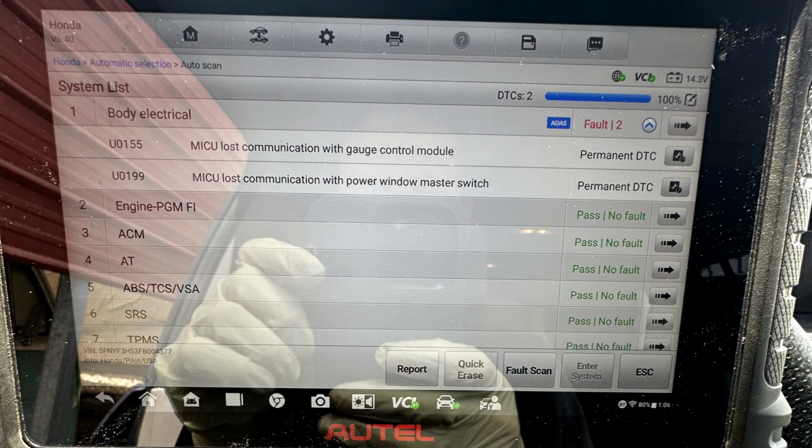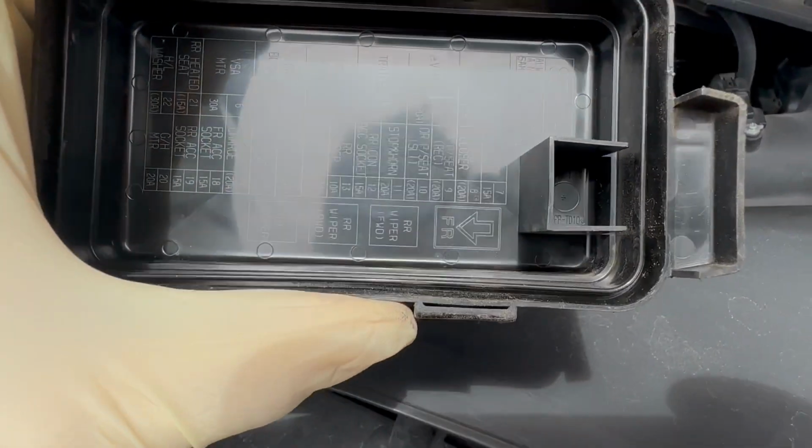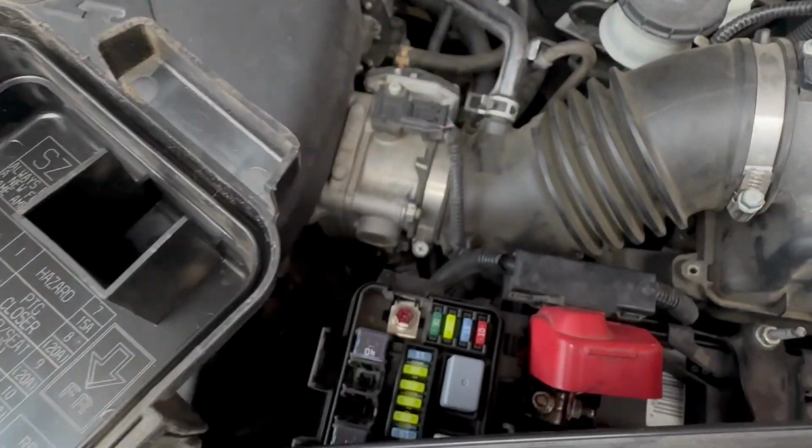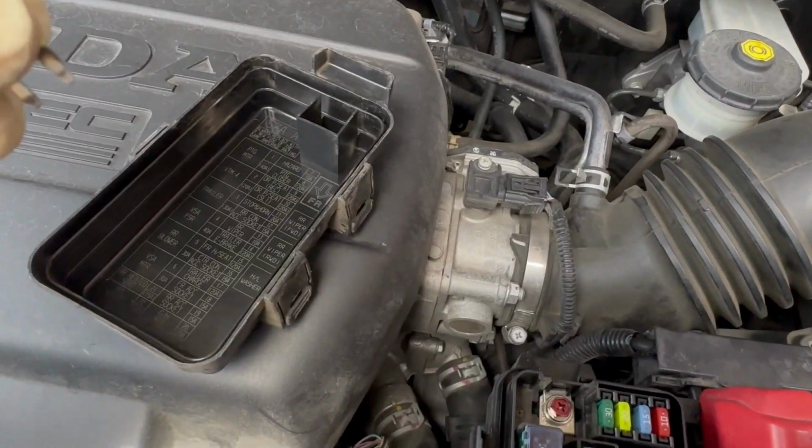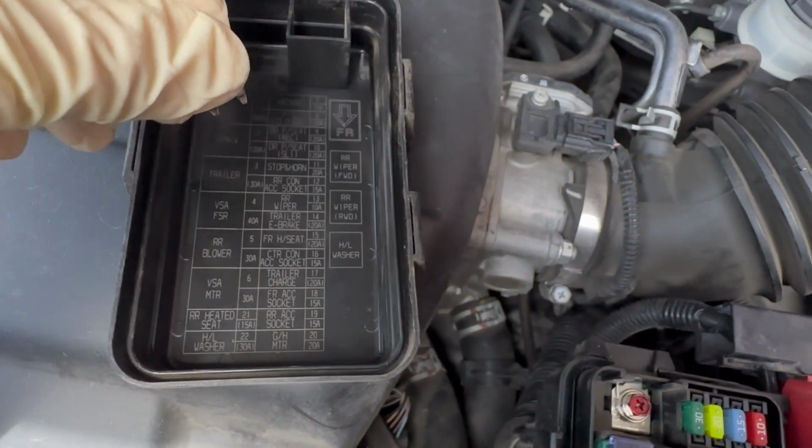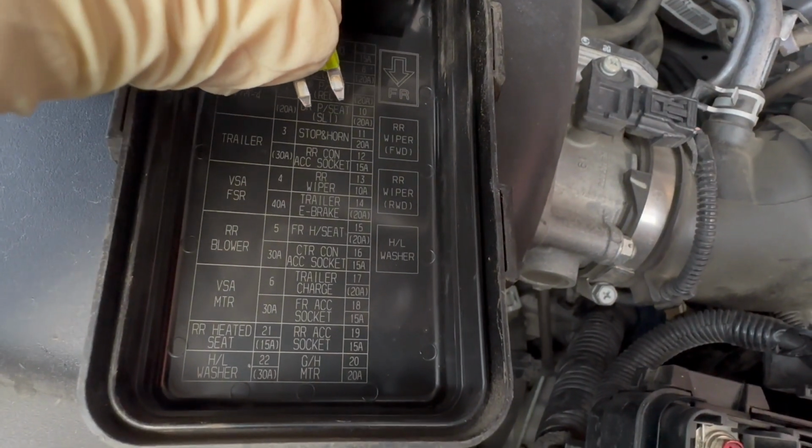I proceeded to remove the horn fuse to get rid of the honking, and I also made sure that removing that fuse did not cause any actual trouble codes or anything like that, and it didn't affect the diagnosis in any way.